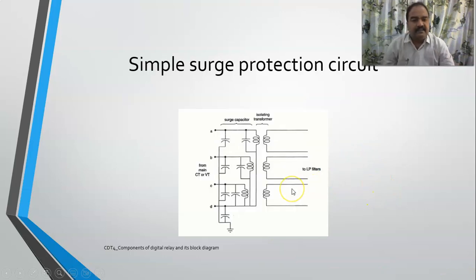So this is a representation of your surge protection circuit. If you carefully see, you have the surge capacitors here. These are the surge capacitors which protect your circuit. And this is your isolating transformer, which provides you an electrical isolation. The data which you are getting from your CT and VT may consist of surges. That's why you are employing surge capacitors and isolating transformers here, and after that it will be transferred to filters. We will see filters in the next lecture.